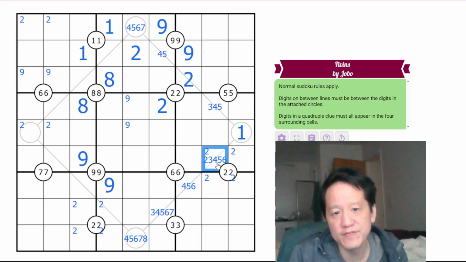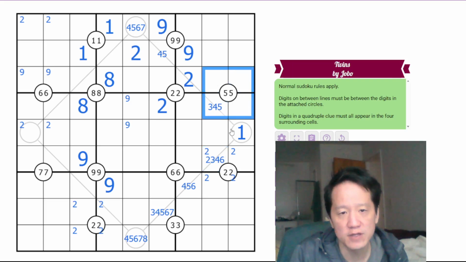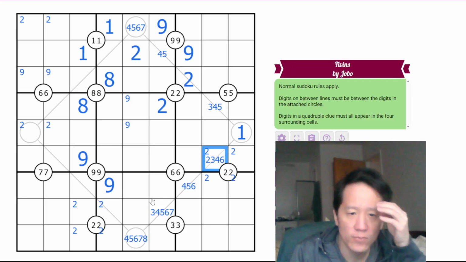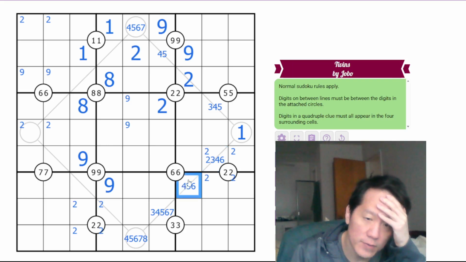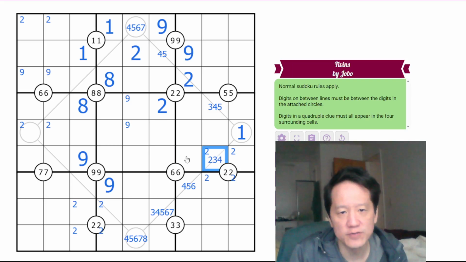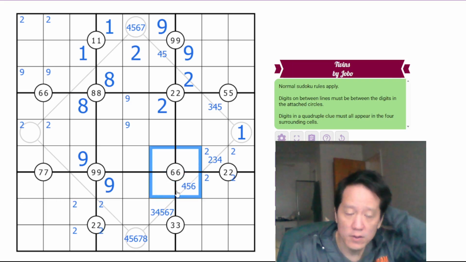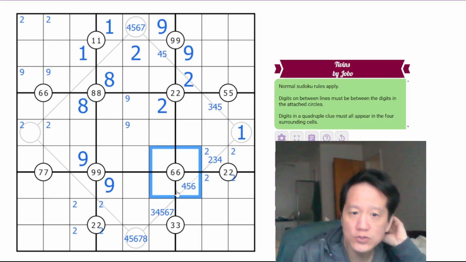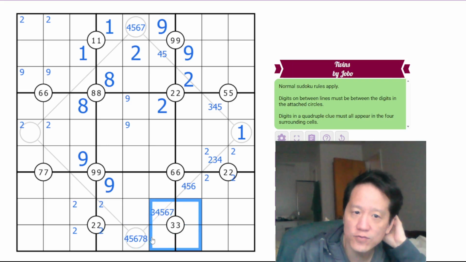This cannot be a 5 because of the twin 5s in the column. This can't be a 6 because of the twin 6s in the rows. Wait, yeah, this can't be 3, so it's 4.